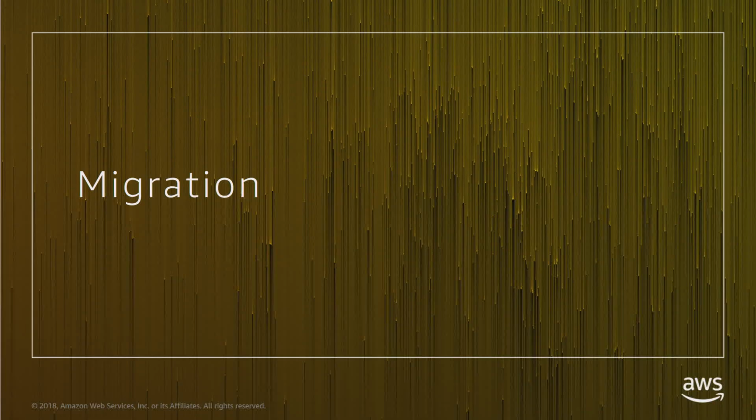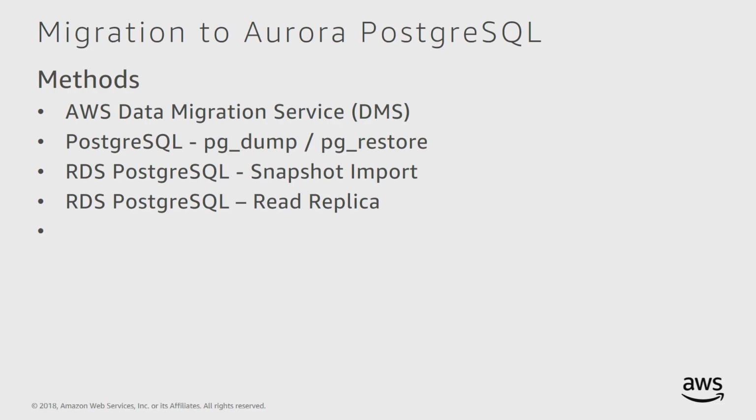And of course, a lot of people ask me, this is great, Aurora sounds great, how do I get to it? So we'll talk about migration here in the last few minutes. There are 4 main methods: DMS, which I'll talk about; pg_dump and restore, which I won't talk about because if you know Postgres, those are just the standard things; snapshot import, which was our first approach from RDS Postgres; and read replicas, which is our newer model.